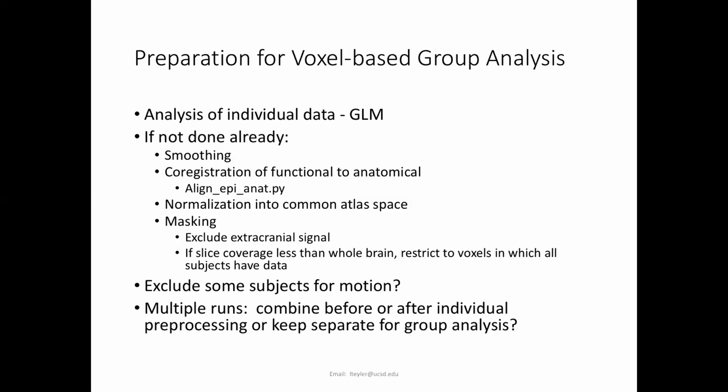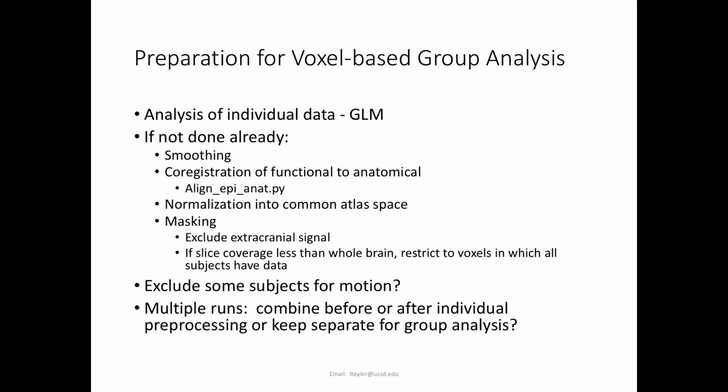And then you probably talked a little bit about motion and the importance of looking at motion and correcting for motion. And before you go into a group analysis, you may also want to just flat out exclude some people. So our general rule of thumb is, if more than a third of the time points in a given run were found to have high levels of motion, whatever that cutoff might be, then you might just say that person's kind of a loss.